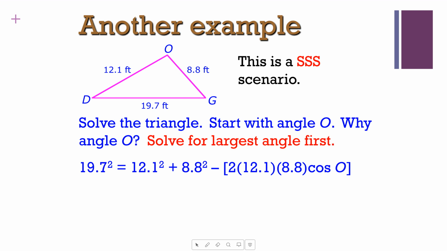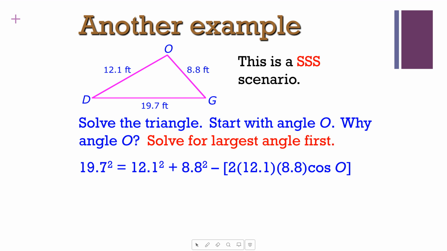The parentheses are very important, because what people tend to do is they do 12.1 squared plus 8.8 squared minus, and then they'll subtract those numbers after that, leaving the cosine. The parentheses are there for a reason. Okay. So I'm guessing most of you got 19.7, 12.1, 8.8, and I made a big jump there. So let's talk about the steps to get to that.